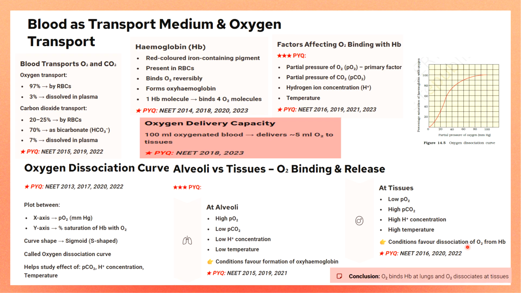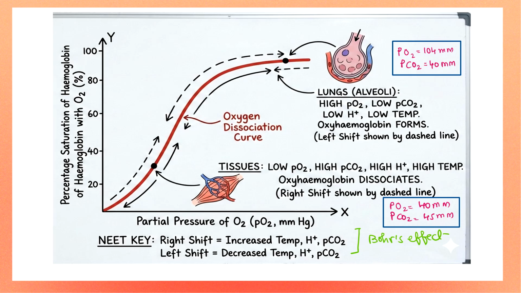Is that clear? Let's look at these points in a little more detail. Let us now discuss the oxygen dissociation curve in detail. Now, in the x-axis, you have partial pressure of oxygen. In the y-axis, you have percentage saturation of hemoglobin, or how much oxygen is combining or binding with hemoglobin. Okay, we get an S shape or a sigmoid curve for the same.